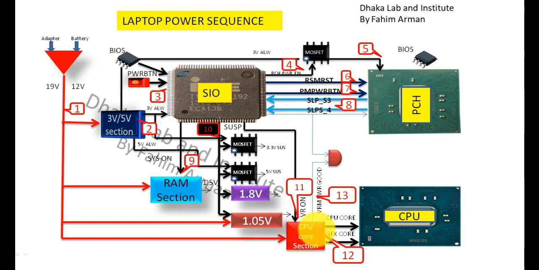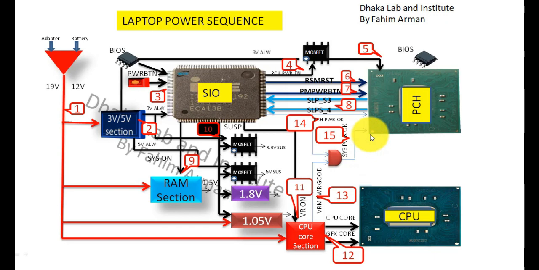And then there will be a comparator. First, BRM power good will go to that comparator on one side, and on the other side there will be PCH power okay, and then the output will be system power okay.